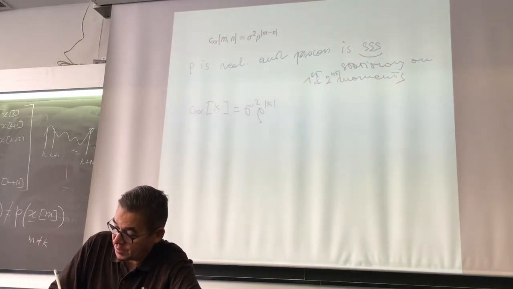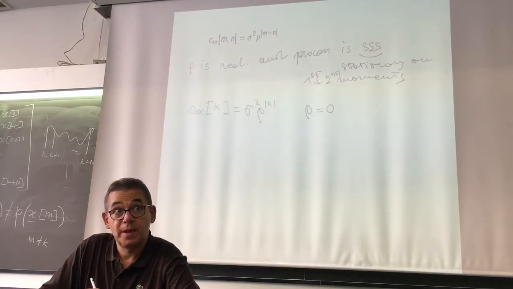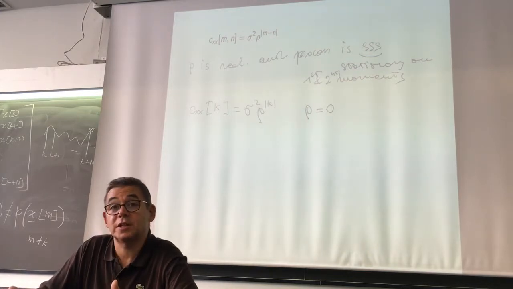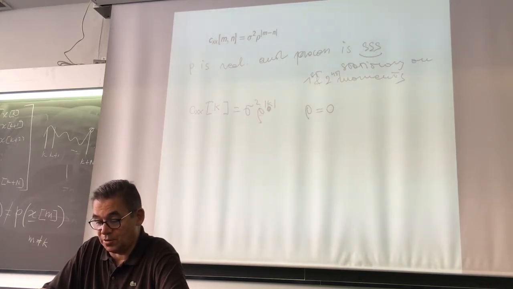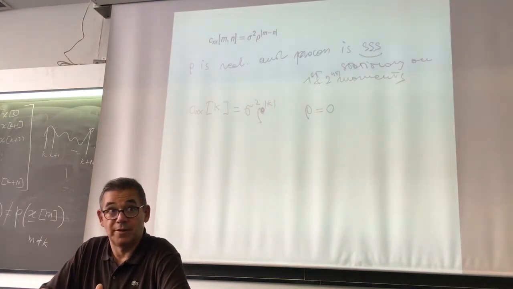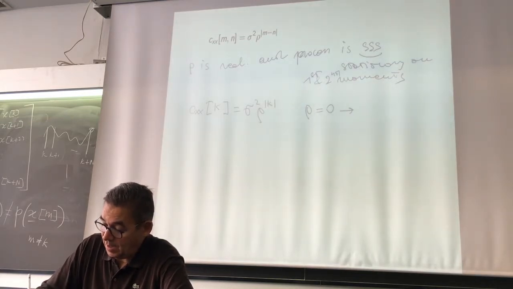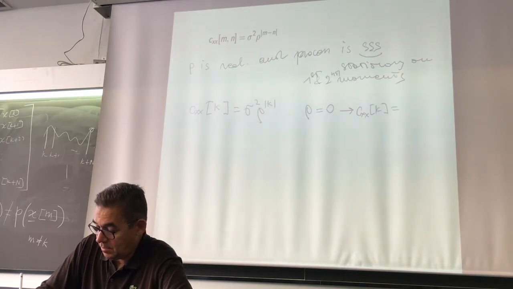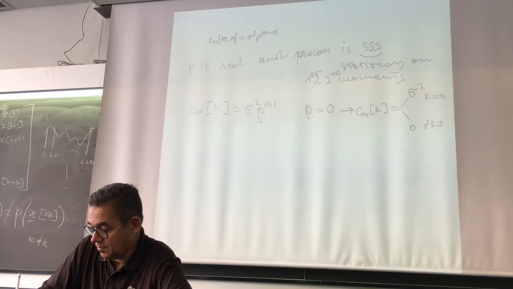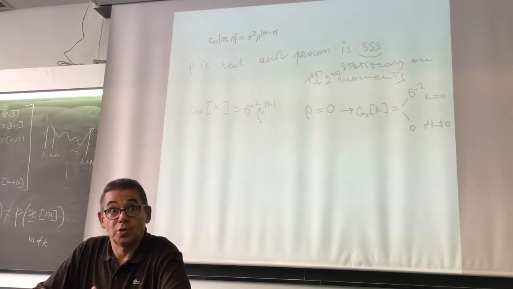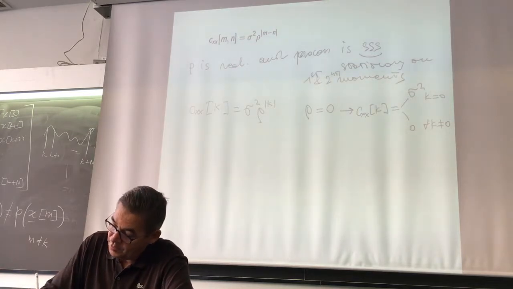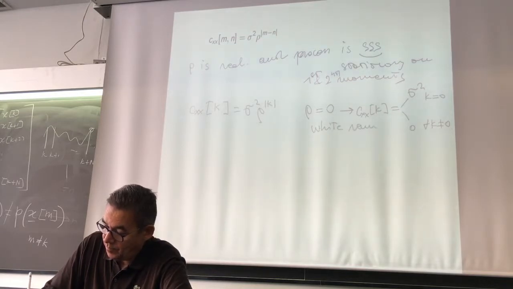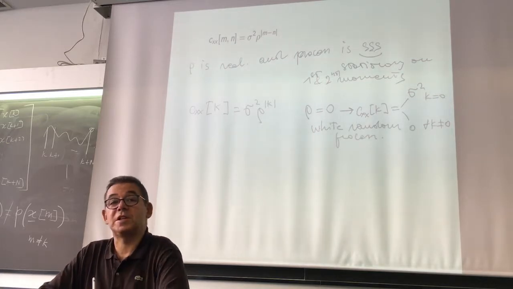It means that if I choose, for instance, rho equal to 0, then I need to consider the limit: 0 to the power of 0 makes 1. So if this is the case, then my C_XX(k) is equal to sigma squared for k equals 0, and 0 for any k different from 0. So we have now the so-called white process, because the white process was a process where every sample is correlated only with itself and not with the others. This is a white random process. So we degenerate into the white random process.